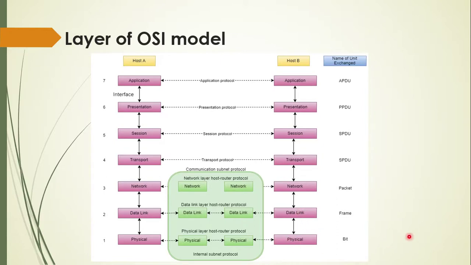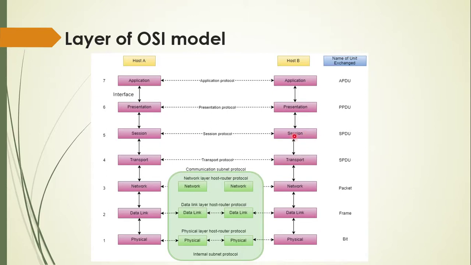So here our data is in the bit format, 0 and 1. After that, at the data link layer, our data is in the form of frames. The data link layer sends data to the network layer in the form of packets. The network layer sends the data to the transport layer. The transport layer transmits the data. After that the data is sent to the session layer. At the session layer, the encryption and decryption process is done.